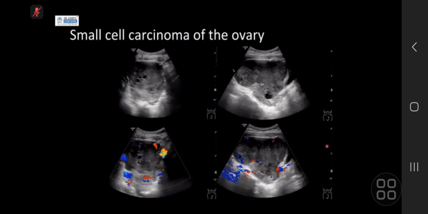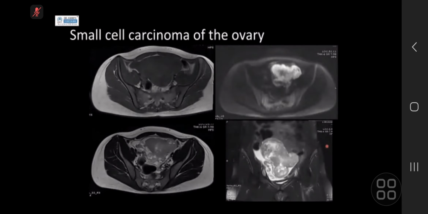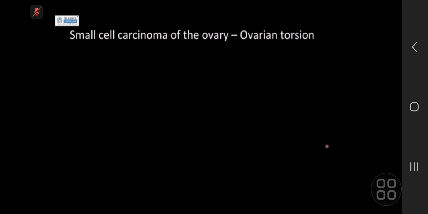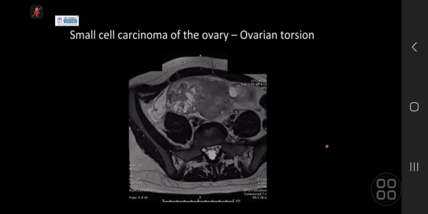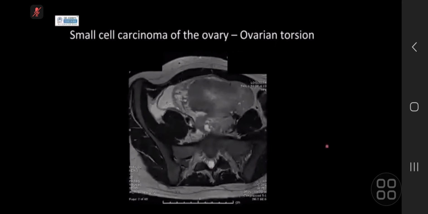So next case is just to show you small cell carcinoma of the ovary. Looks very similar to the yolk sac tumor. You can't really tell, and that's how it looked on MR. And the only reason why we knew about it is because it was resected and studied under histology. The thing why I wanted to raise your attention is to show you how ovarian torsion looks on imaging.